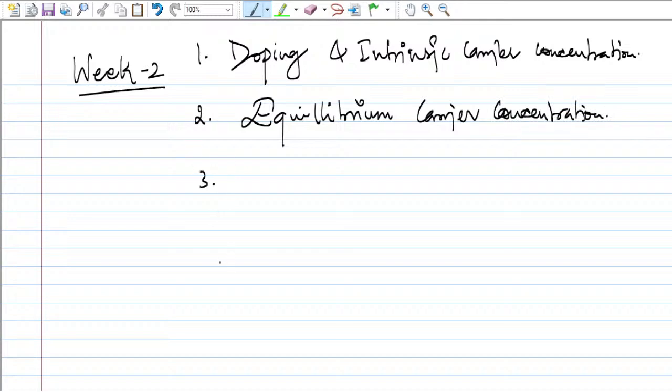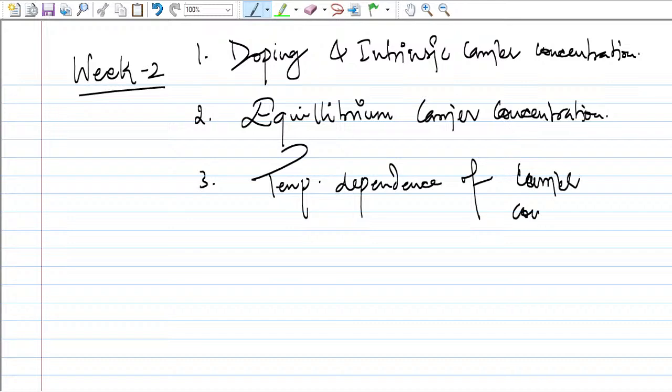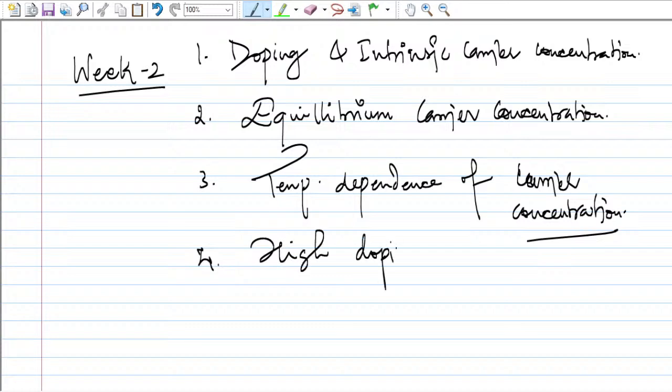In week two we are going to take the third topic as the temperature dependence of carrier concentration. What kind of effect will there be on carrier concentration with temperature dependence? And then the fourth topic is high doping effects and ionization.